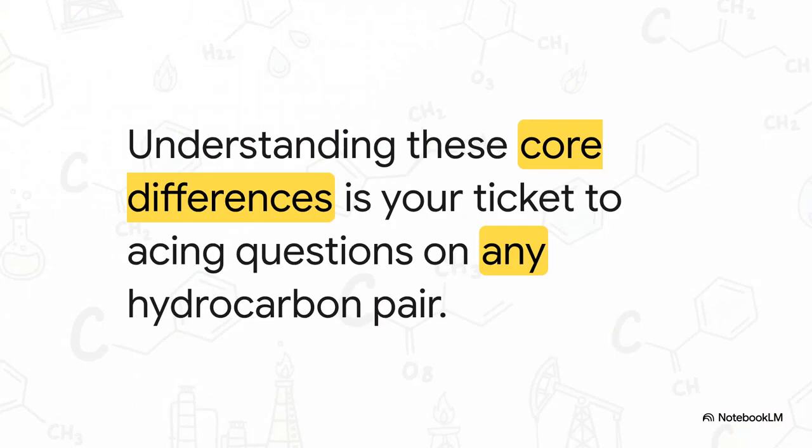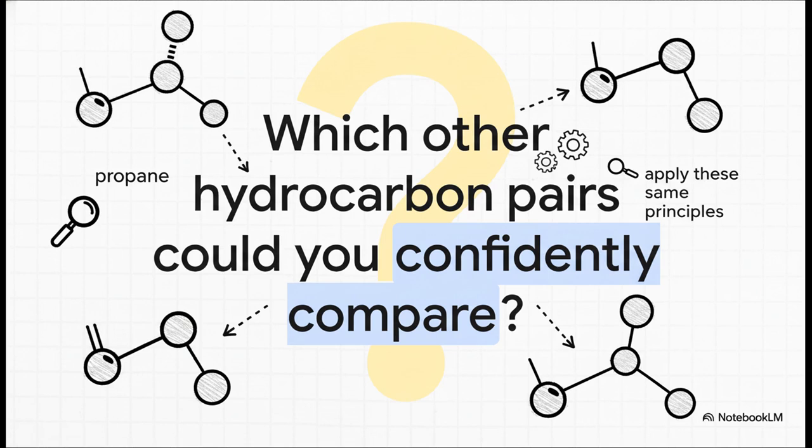The biggest takeaway here isn't just about ethane or hexane. It's about seeing the pattern. Once you really get these core ideas, the structure, the bonding, the reactivity, you can walk into an exam and confidently tackle a question about any pair of alkanes and alkenes they throw at you. So I'll leave you with a little challenge. We've just walked through the perfect answer for ethane and ethene. So, what about propane and propene? Or butane and butene? How would you take these exact same principles and apply them? The pattern is all there. You just have to use it.